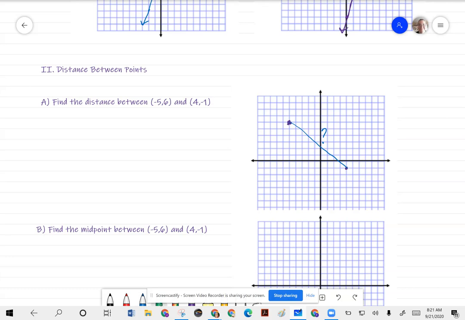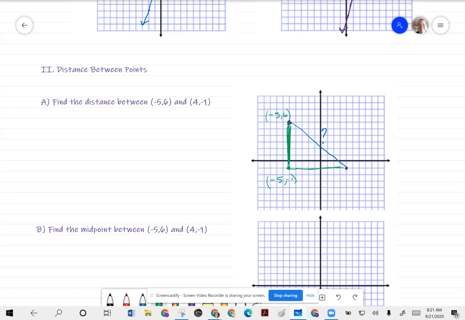So you want to be able to make this into a right triangle and then calculate the sides of the legs. If this point is negative 5, 6, and we're looking for the height, this point right here is going to be negative 5, negative 1. So when we're looking for the height, what we're doing is subtracting the y values, right?